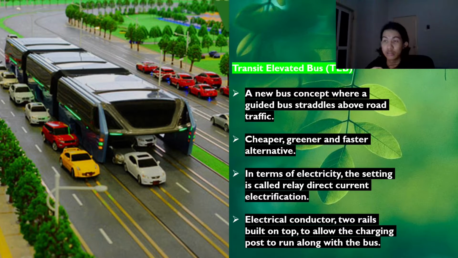In terms of electricity, the setting is called relay direct current electrification, because the bus itself is an electrical conductor, with two rails built on top to allow the charging posts to run along with the bus.